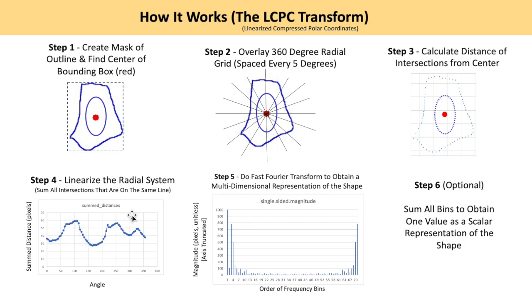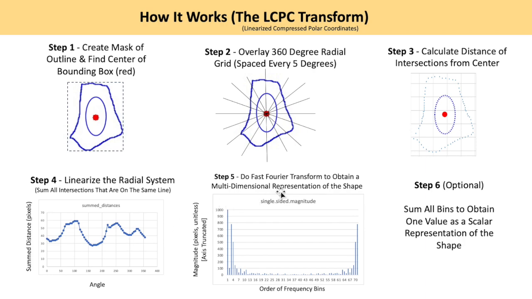Now notice that in figure 3 we have two edges, but in step 4 we only have one line. And the reason is because all dots that are on the same line are summed together. So even though one radial line intersects the object twice, and each intersection has its own distance from the red dot, ShapeGenie sums all distances on the same line into one number. Thus, you have a discrete curve on step 4.